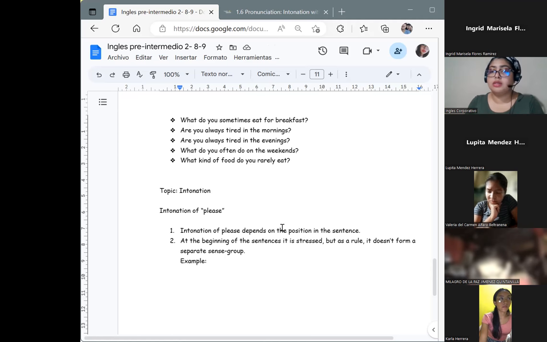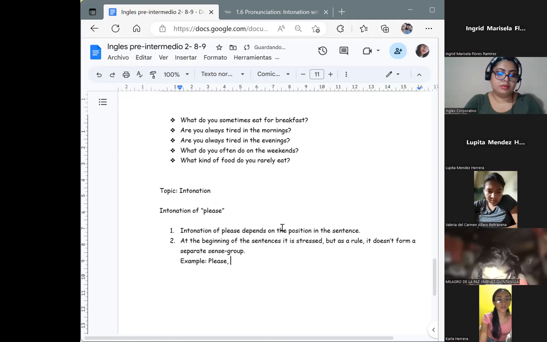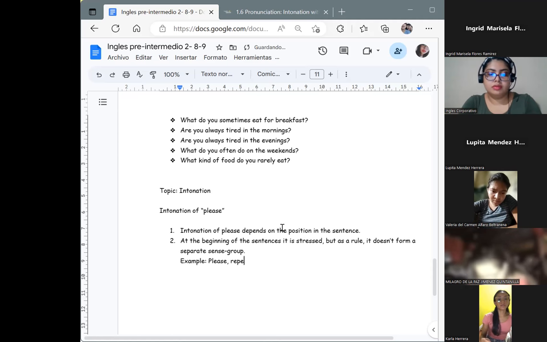Please repeat the nouns three times. Now, number three, in the middle of the sentence, please can be stressed or unstressed and it doesn't form a separate sense group.